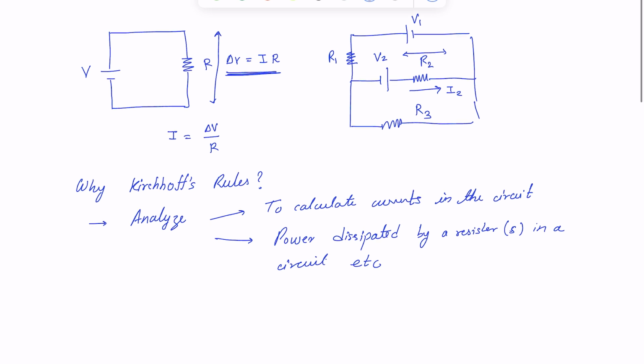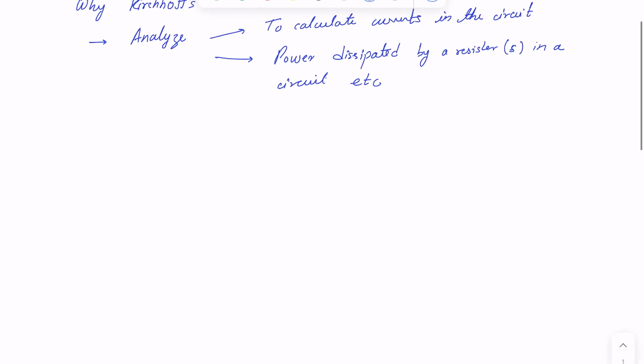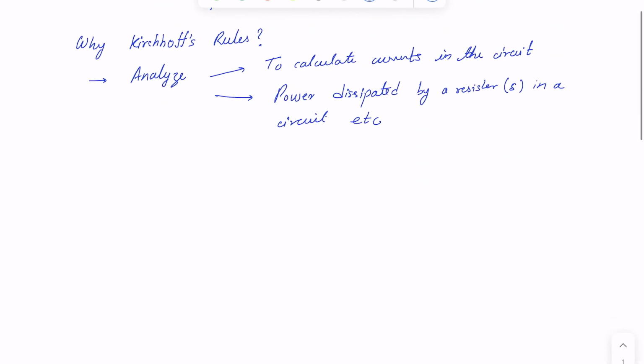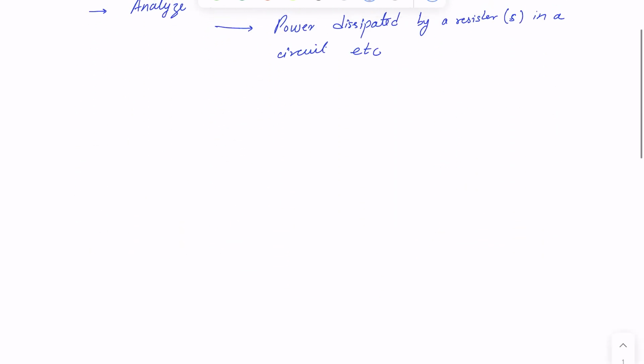And I have a habit of saying Kirchhoff laws instead of Kirchhoff rules, and in your book it is given as Kirchhoff rules. So it might happen that I'm saying Kirchhoff laws instead of Kirchhoff rules, or sometimes Kirchhoff rules instead of Kirchhoff laws. Both are the same thing. So Kirchhoff rules are used to figure out the current in different parts of the circuits, and also power dissipated and some other things that you'll see in the future. Now we should see what these rules are.